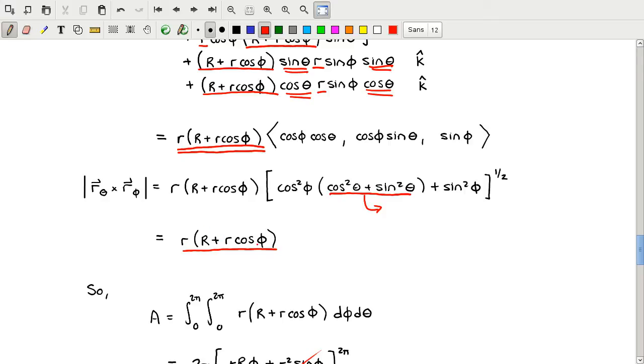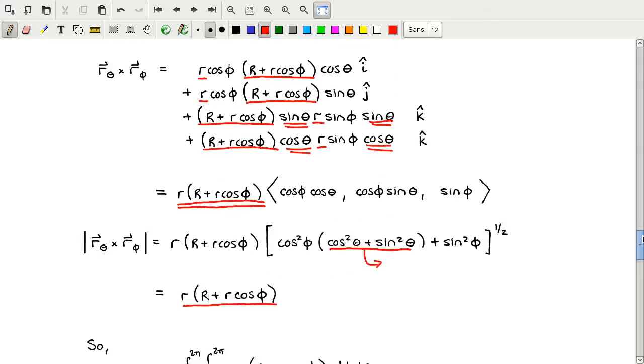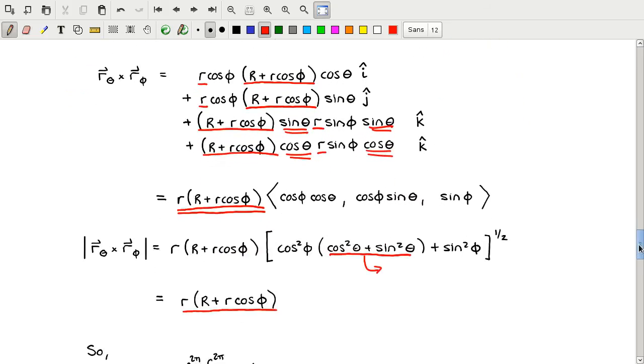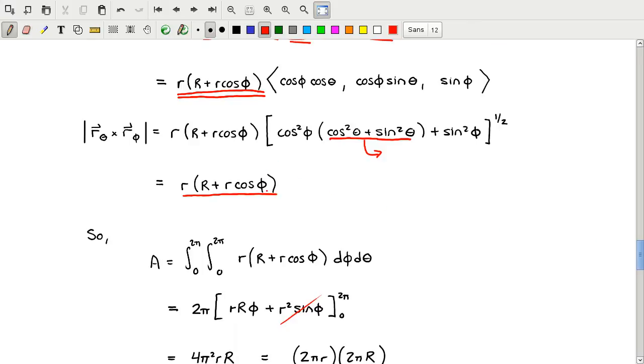Now we need to remember that little r and capital R, I should have said earlier, are just parameters describing the donut. It's the major radius of the donut and the minor radius of the donut, and those are fixed. Those are not variables in this problem. The variables are theta and phi. So our dA only contains one of the variables, phi, here.